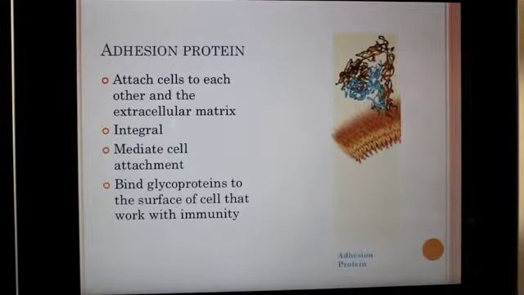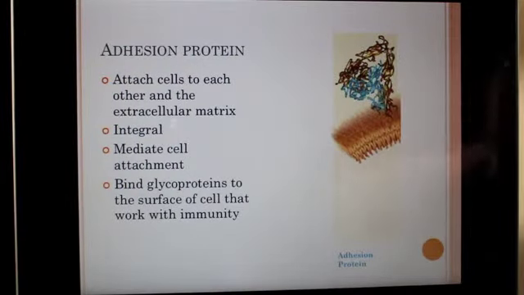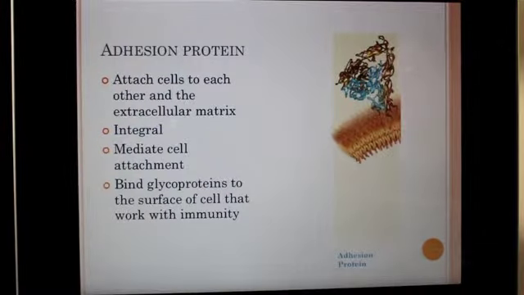Adhesion proteins are proteins like this one here on the outside of cells, and they help cells attach to each other and to the extracellular matrix. They also bind glycoproteins, which is a mixture of sugar and proteins, to the surface of the cell that helps with immunity.